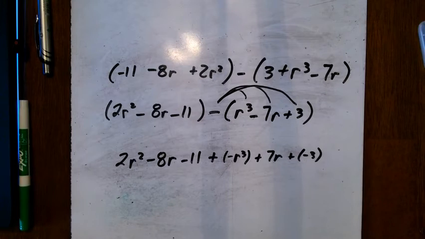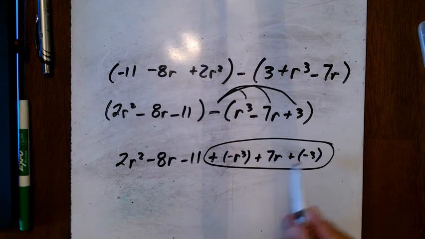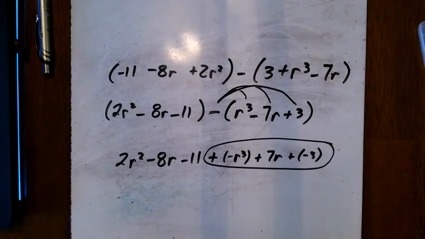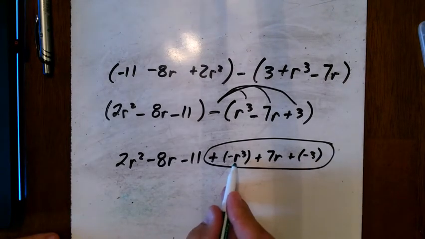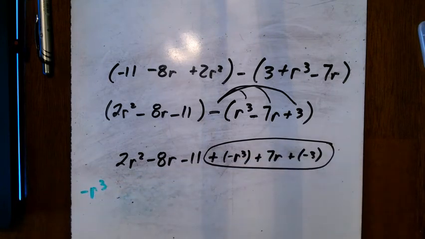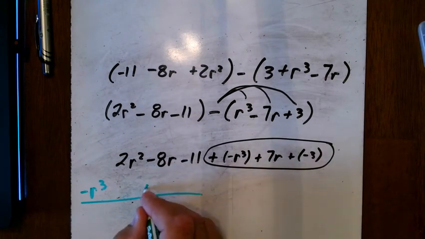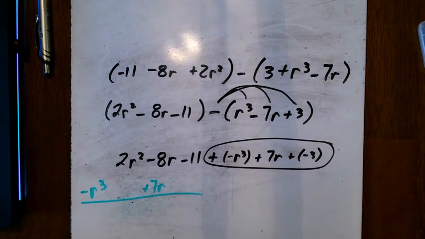So I'm going to take this side now, and I'm going to move it and put it underneath the other side. Okay, and now this is the largest term in this side, so I'm going to put it all the way over here because I don't have another r cubed in the top. I do have a 7r and a negative 8r, so I can put plus 7r underneath the minus 8r, and I have a negative 3.